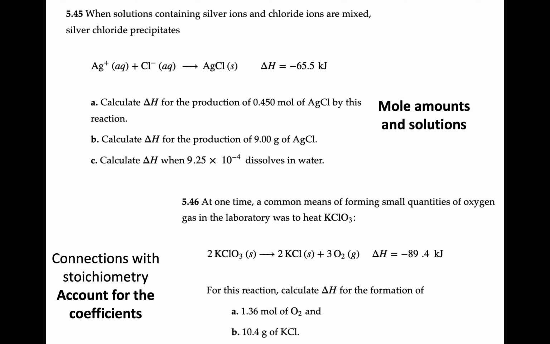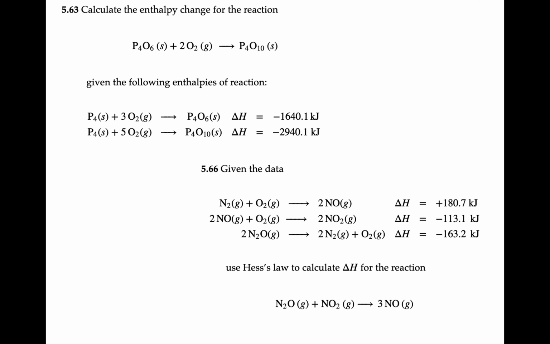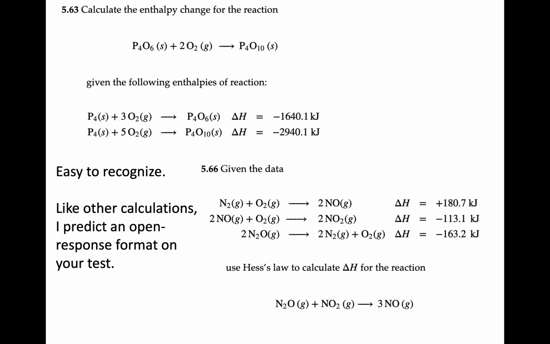We said that if we have molarity and volume, we can use that to get the number of moles. So that's another way that solution stoichiometry and number of moles can fit with a reaction where we have a delta H value. When we're looking at Hess's law, these are easy to recognize. And as I look at this, like other calculations I'd expect on your test, this would be an open response format. There's no reason for this to be multiple choice. This fits very well with calculate a value and report it.